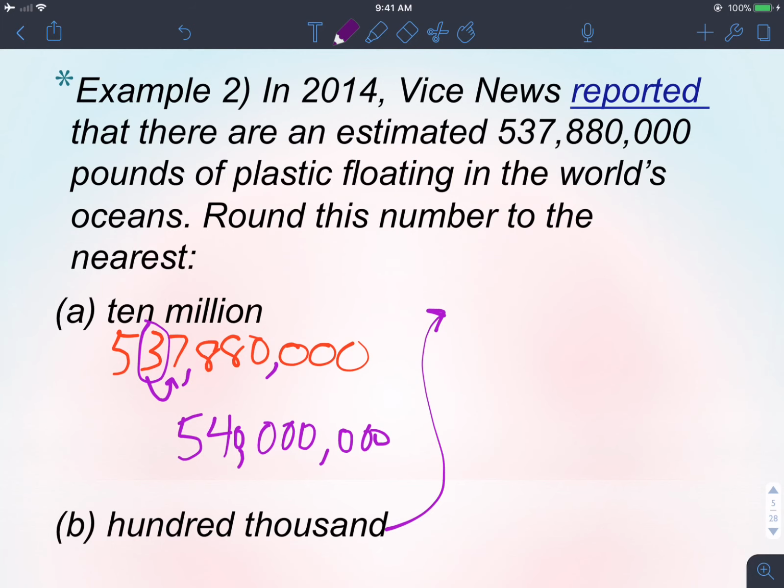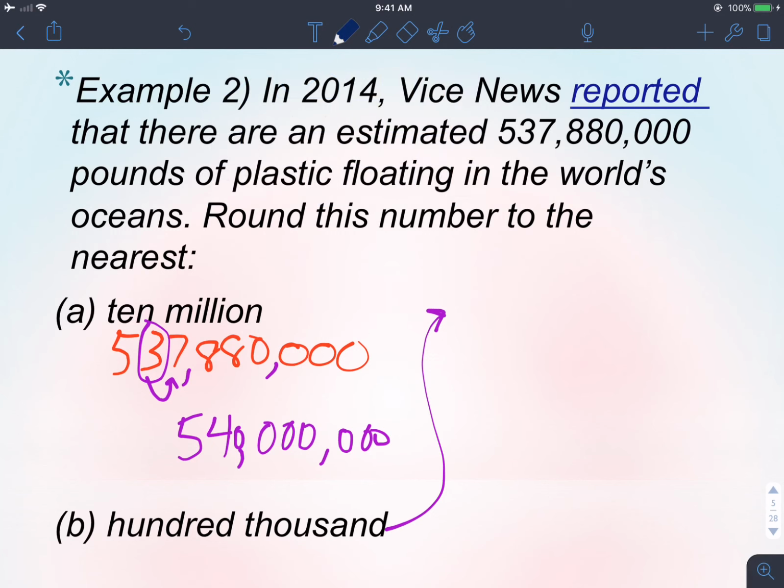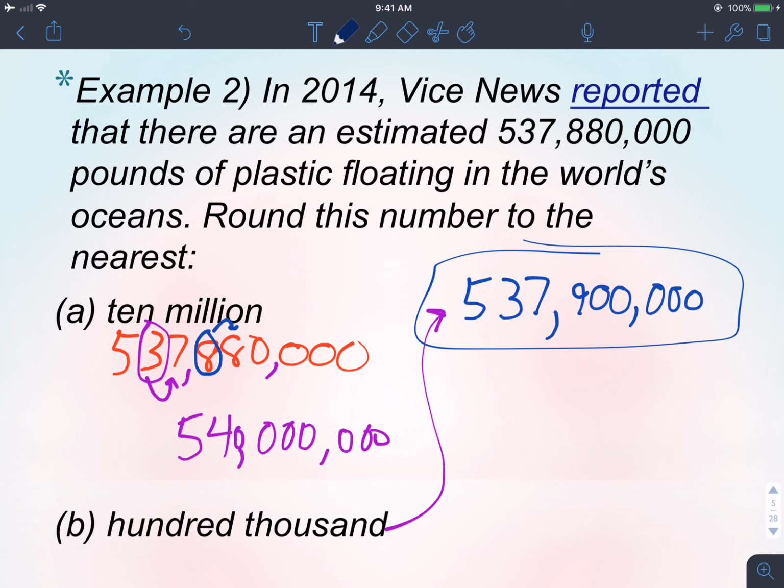Then that number to the 100,000. Oh, I got to look at the 8 now. So this would be, I think, 5, 3, 7. The 8 rounds up. And then the rest zeros. Okay?